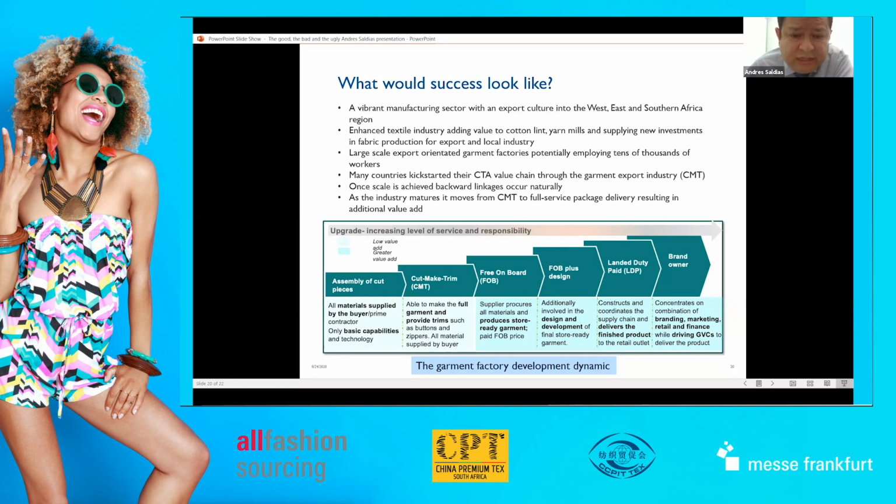So if you see that grow from cut pieces to cut, make and trim, to free on board, from FOB plus design, landed duty paid, and combination on branding, marketing, retail, and finance, while driving a global value chain to deliver the product. That's what success will look like in a continent like Africa.